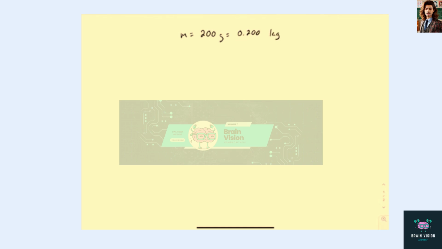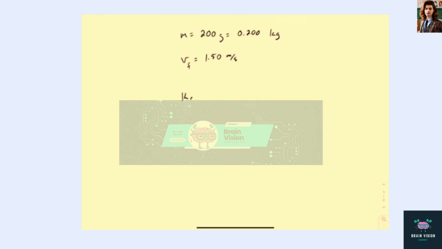We're given a block of mass 200 grams, which is 0.2 kilograms. For the first part, we want to figure out the kinetic energy, which is going to be pretty easy because they give us the velocity, which is 1.5 meters per second. And this is going to be the final velocity because it's at the bottom of the bowl.